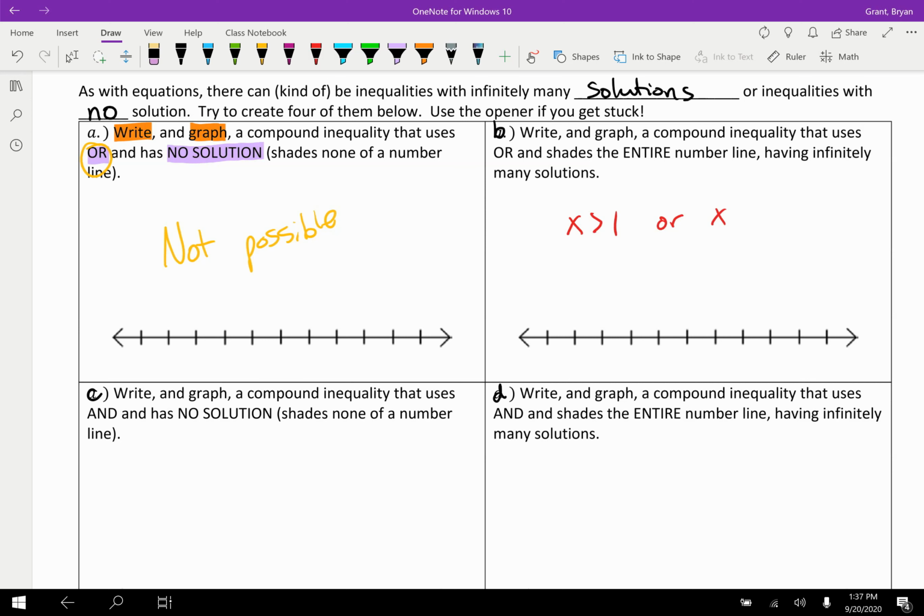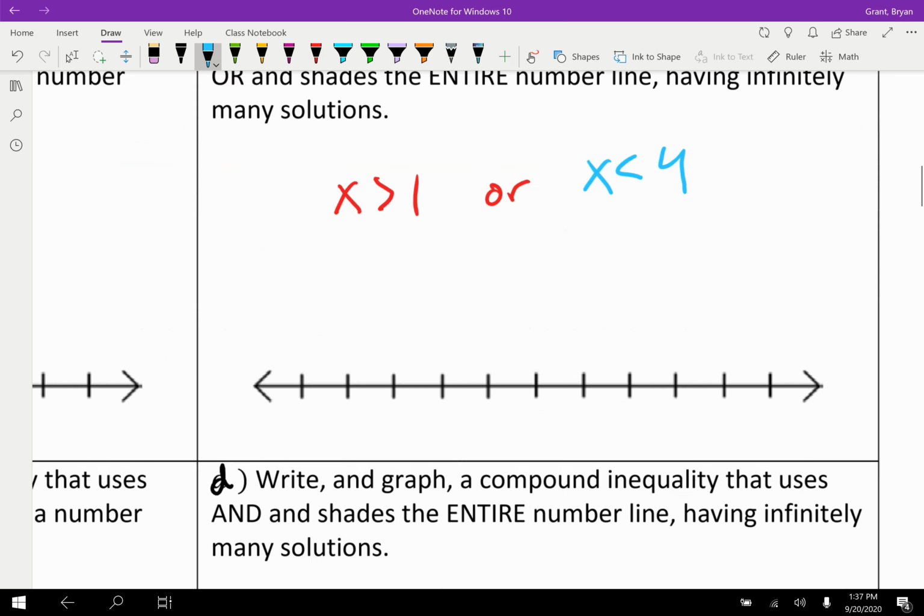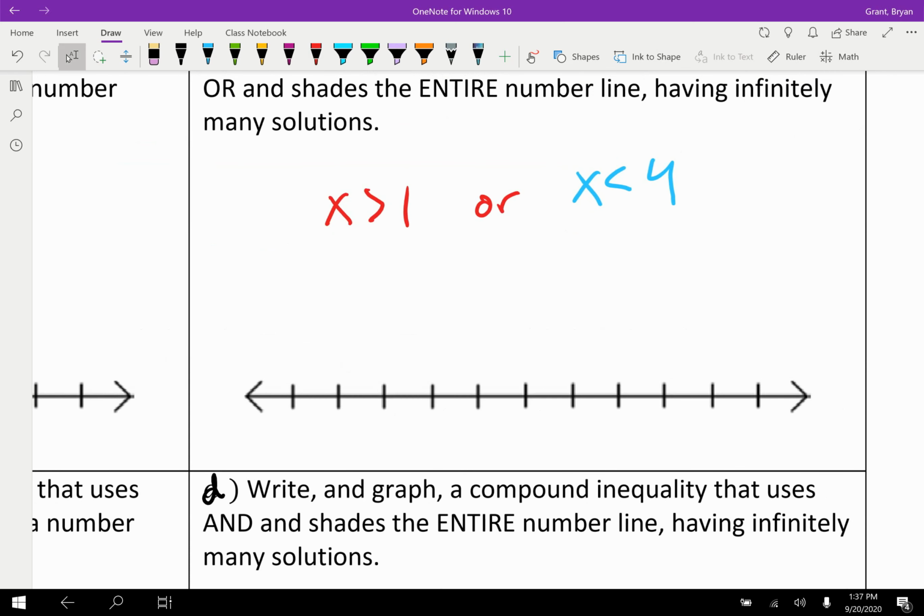Let's say x is greater than 1, or x is less than, let's say, 4. I should do these in 2 different colors. I think we can see it on the number line then. Well, I'll zoom in here and let's take a peek. So it looks like 1 and 4 are important for my number line. So here's 1, 2, 3, 4, and I'll continue the rest out. We'll get some negatives in here.